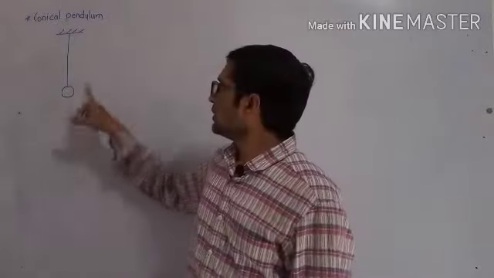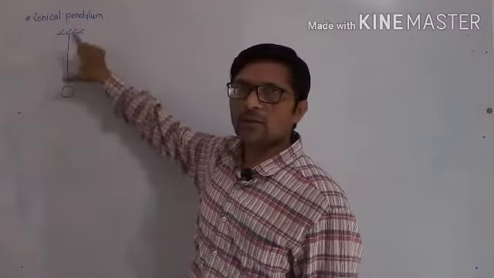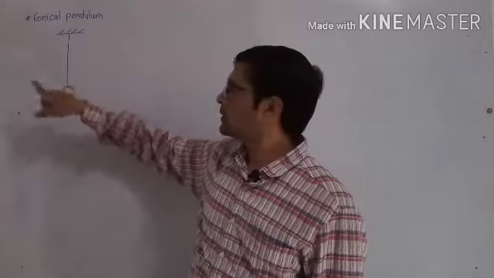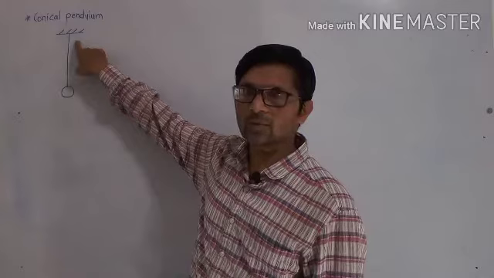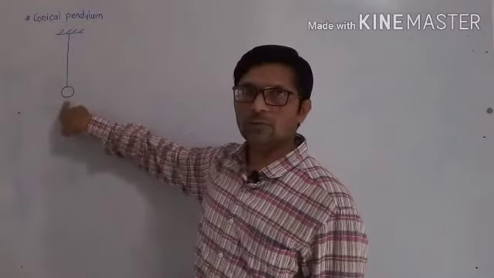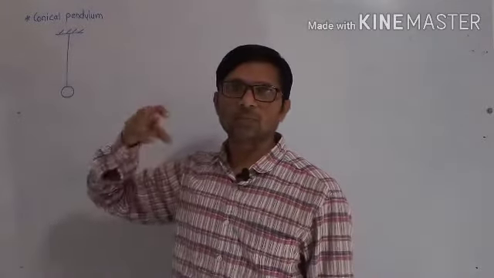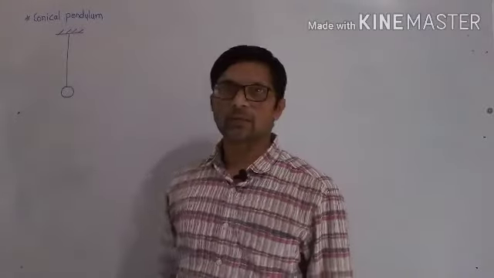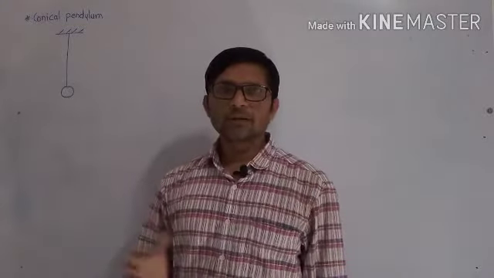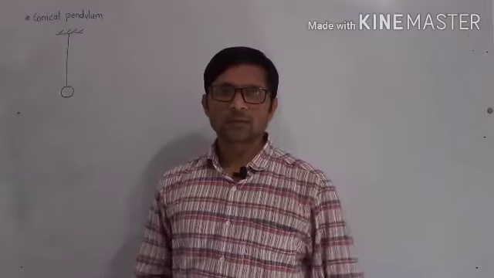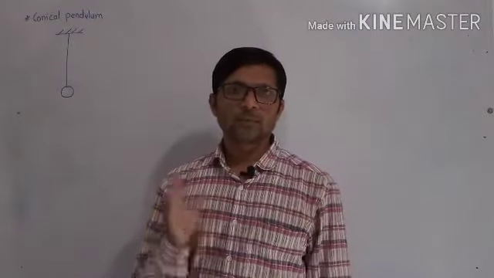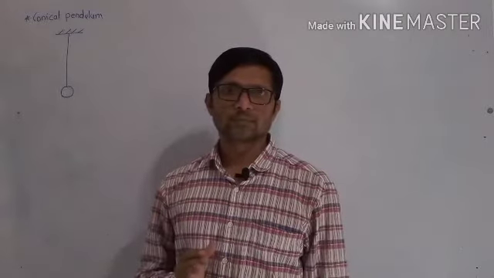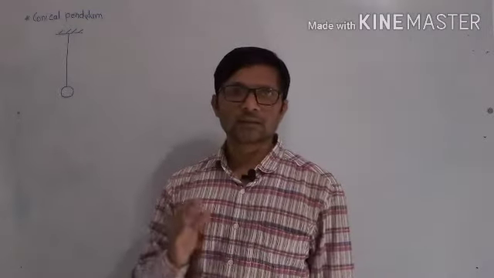Okay, so what is that simple pendulum? One string is there, one end is fixed to the ceiling or a fixed support and to its free end there is the spherical bob. This is a simple pendulum. Now what is the difference between the simple pendulum and the conical pendulum? At the start I told you that a conical pendulum is a simple pendulum. Okay, now what is the difference?